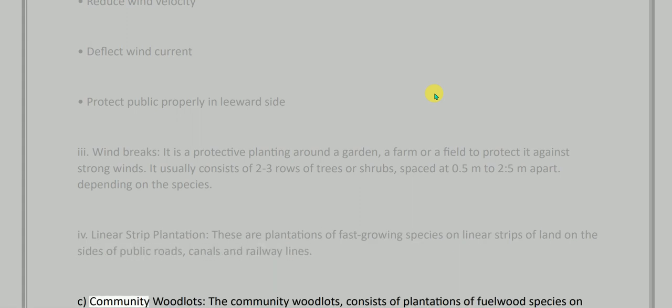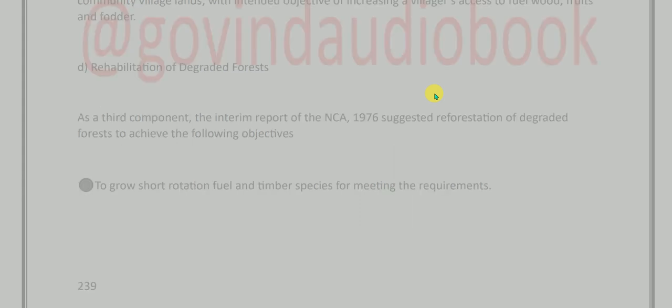C. Community woodlots. The community woodlots consist of plantations of fuelwood species on community village lands, with the intended objective of increasing a villager's access to fuelwood, fruits and fodder. D. Rehabilitation of degraded forests as a third component. The interim report of the NCA, 1976 suggested reforestation of degraded forests to achieve the following objectives: to grow short rotation fuel and timber species for meeting the requirements.